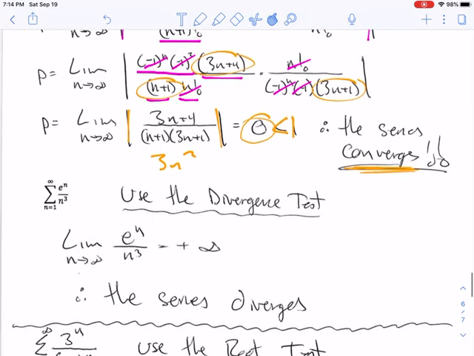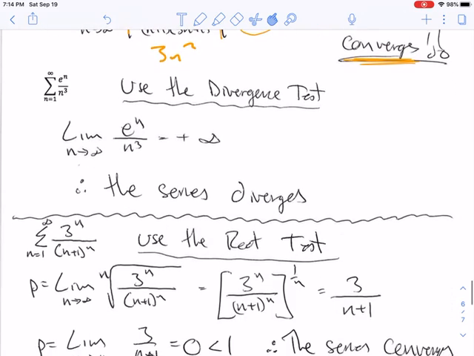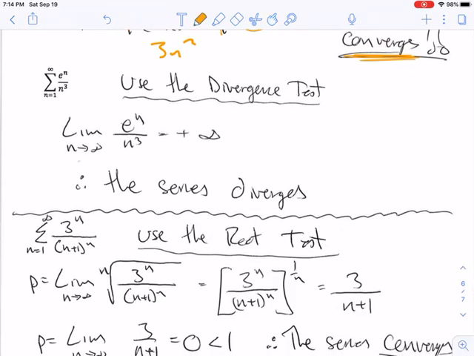And the next one, we want to use the divergence test. Remember what the divergence test says: if the limit does not equal 0, then the series diverges. And so the limit does not equal 0. How do we know that the limit doesn't equal 0?